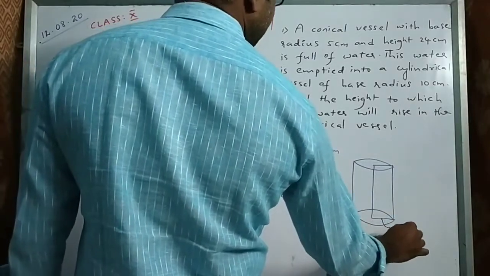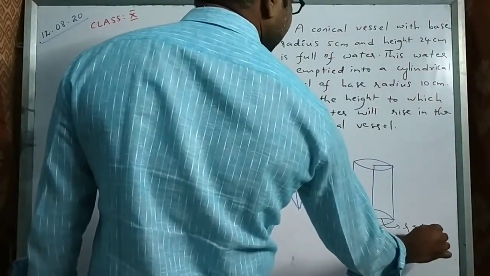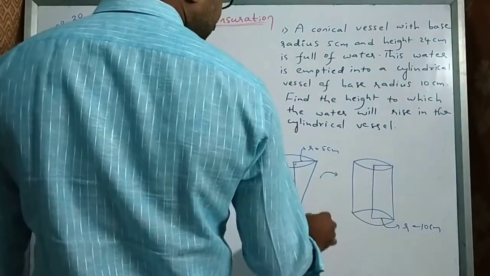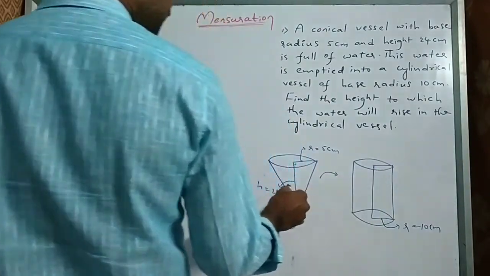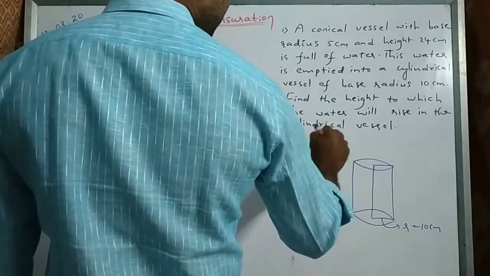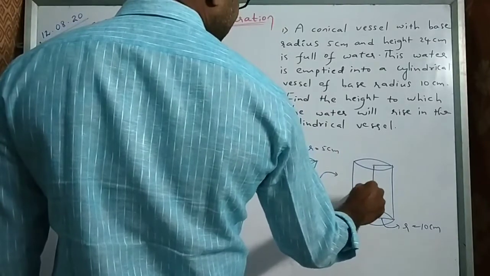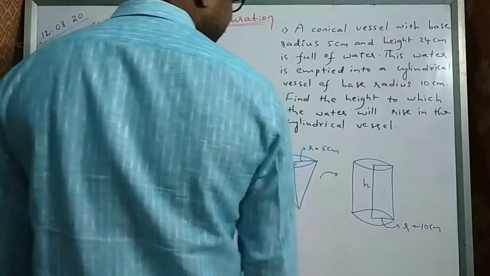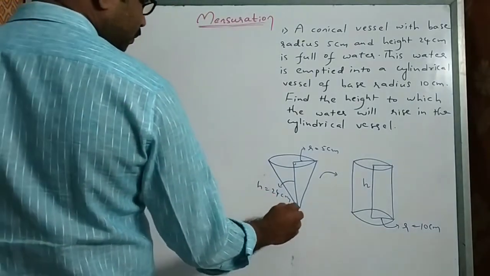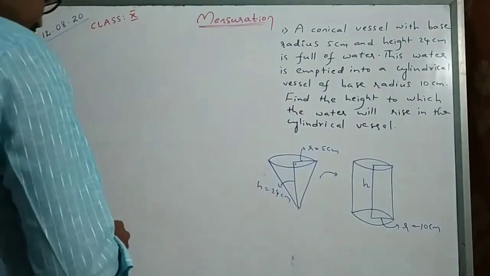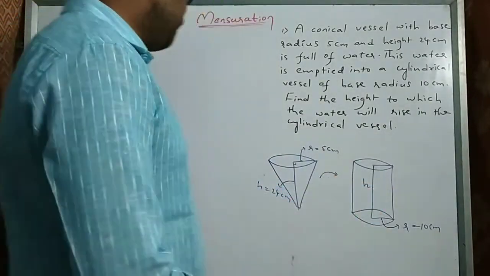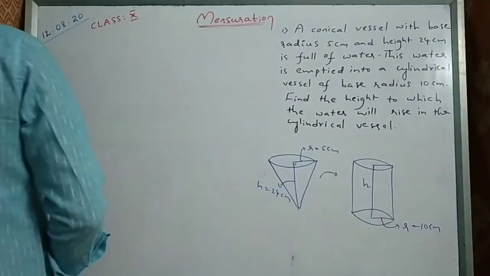A cylindrical vessel with base radius 10 cm. After shifting this water into this cylindrical vessel, water will rise in the cylindrical vessel, that we must find. So H we should find. That means we are making conversion, so both volumes are equal. Volume of cone is equal to volume of cylinder. Then we will get H value directly. Okay, let us see the solution.